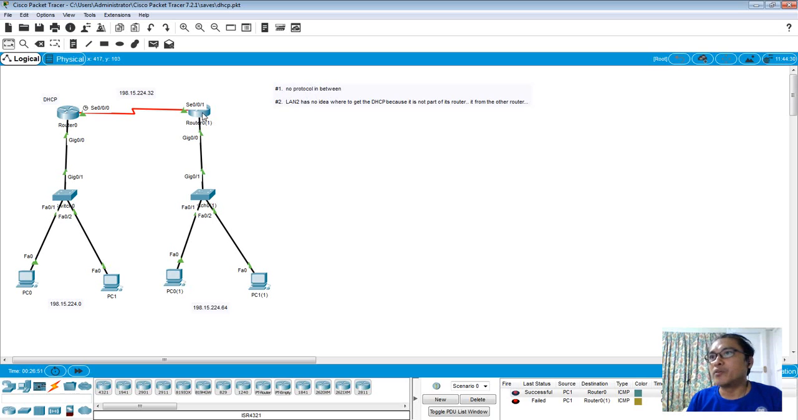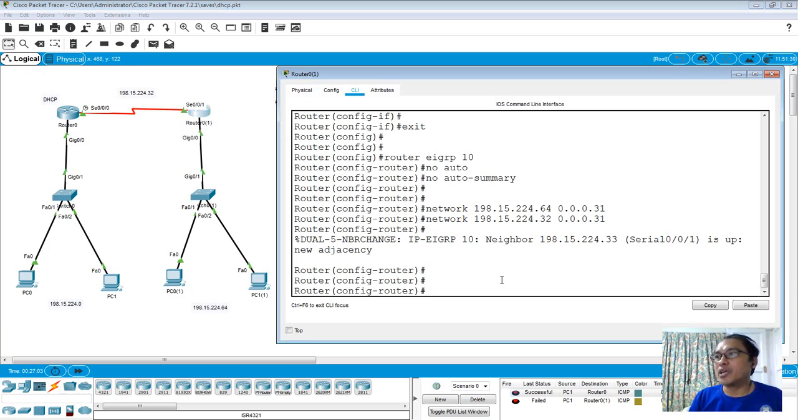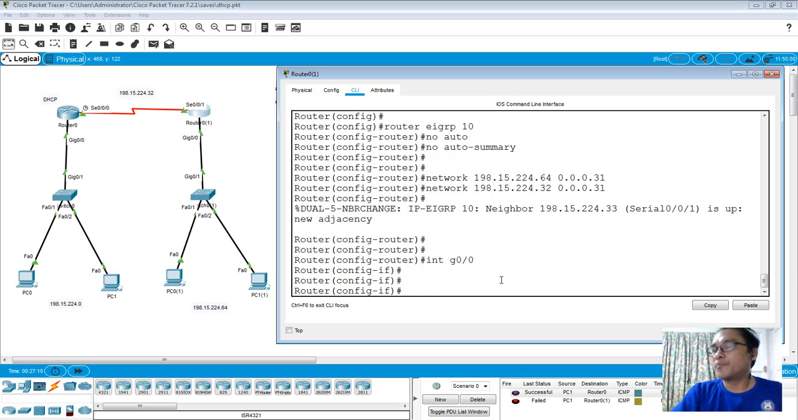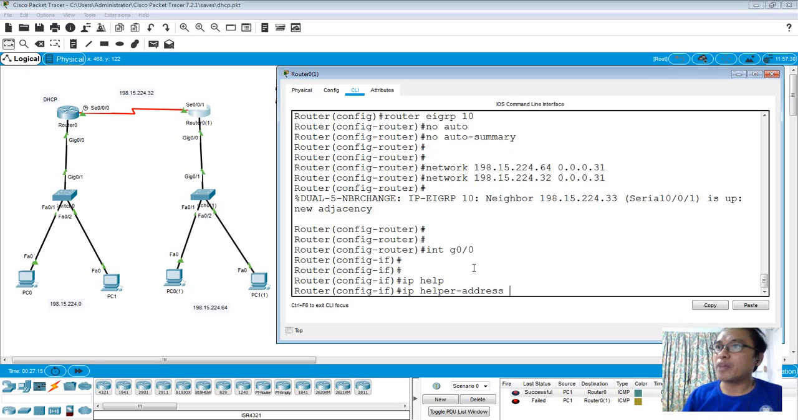We go to reason number two. Reason number two is we let this interface here identify where it should get its IP address. So it can point to this router here by pointing the address here. By using the IP helper address, it looks like this. In G0/0, you give the command IP helper address, then that IP helper address will point to the IP address in this router, because this is where your DHCP belongs.